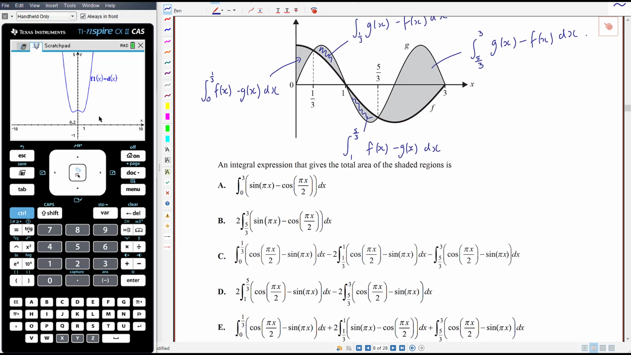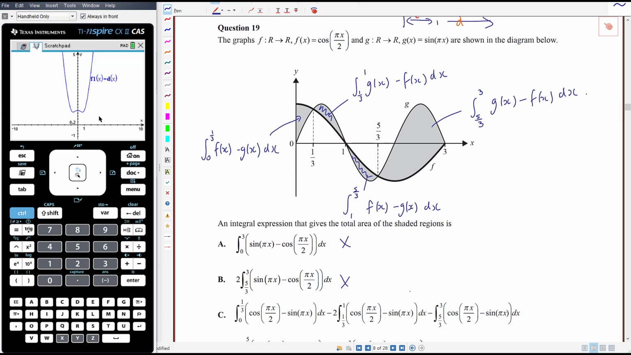Okay, so let's see what's happening here. It's definitely not just going to be the integral from 0 to 3. Nor is it going to be 2 times the integral from 5/3 to 3. This bit of area here is unlikely to be equal to those other 3 bits of area. Okay, so now which one's which?